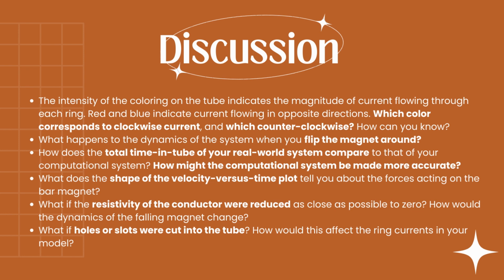If the resistivity of the conductor was reduced close to a value near 0, the braking force would increase to a point where it balances the gravitational force and prevents the magnet from falling through the tube. If holes were made in the tube, I presume that the current flowing through the tube would be reduced because there would be a loss of current in some loops, therefore resulting in a weakened braking force.